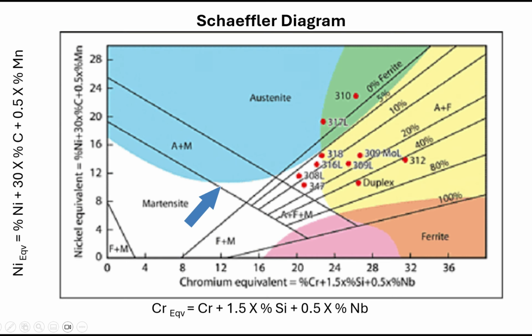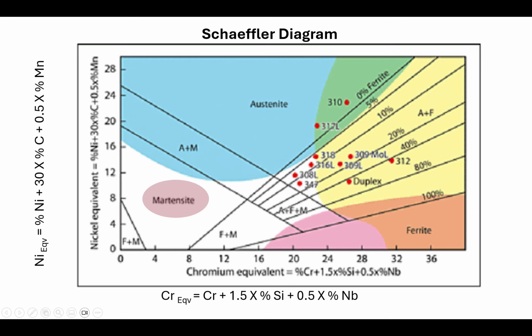Once you plot this, these lines show the different phases. Here, this area is ferrite and martensite. Above this area is martensite. Then austenite, and then austenite and martensite. Now this zone is where there is 0% ferrite, and the ferrite percentage increases from here. So 5% ferrite, 10% ferrite, 20, 40, 80, 100, and below that it is all ferrite.